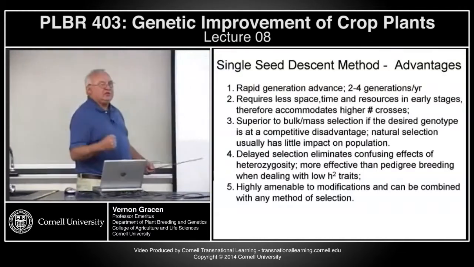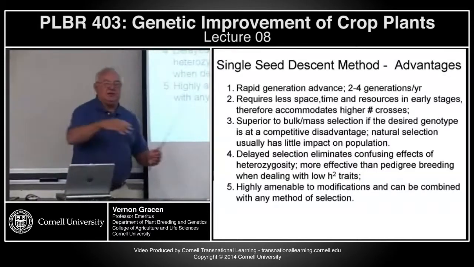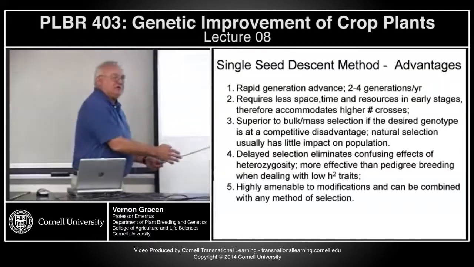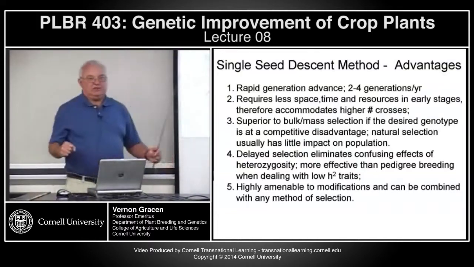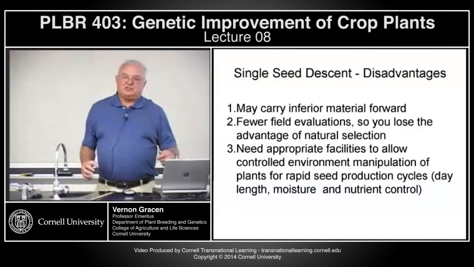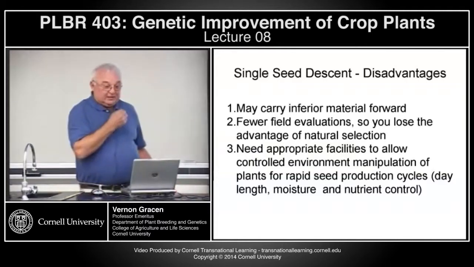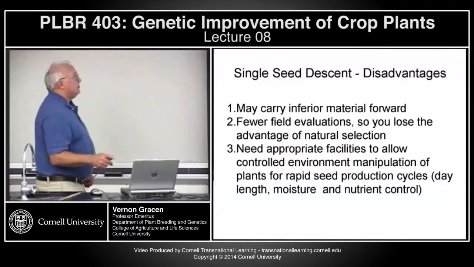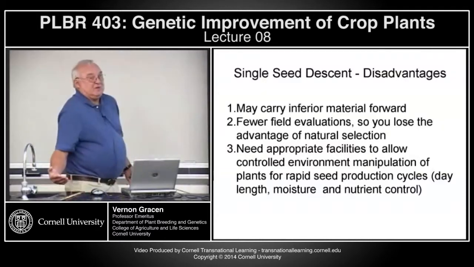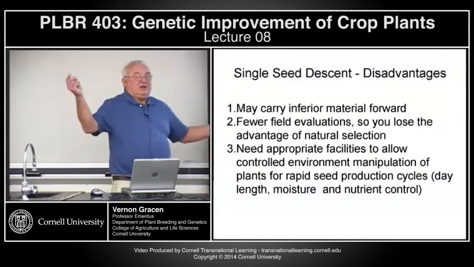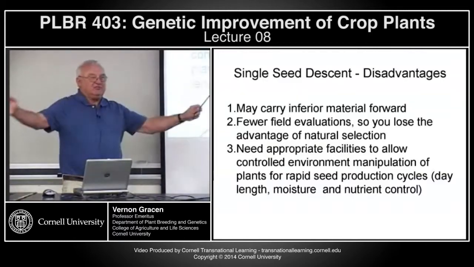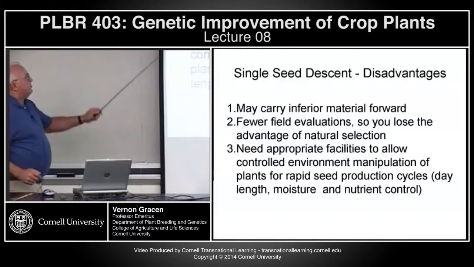You could do single seed descent for 2 generations and then bulk everything. Or you could do single seed descent for 2 generations and then go to pure line selection. So it just gives you that flexibility. Disadvantages: you will carry some inferior material forward, but that doesn't matter because you're carrying so much more material forward that at the F6 you just forget about those inferior things.